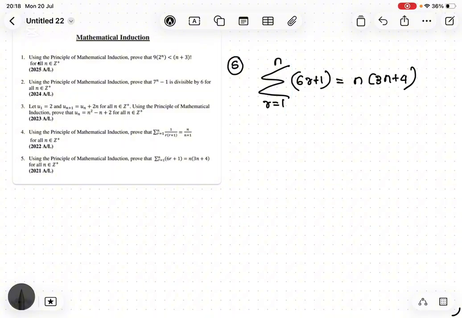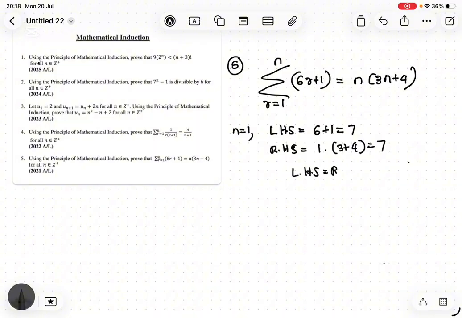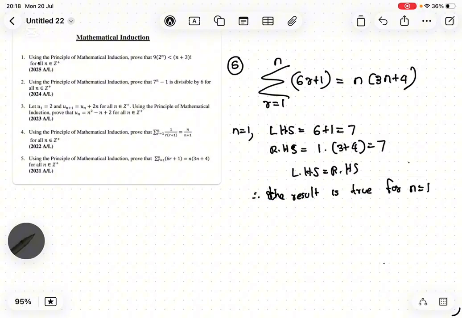Okay. What comes when n equals 1? Yes, left hand side. You have to consider the first term of the series. So there it is 6 times 1 plus 1, which is equal to 7. How about the right hand side of it? When n equals 1, 1 times 3 plus 4, that is also equal to 7. So can you see that left hand side equals right hand side? Therefore, the result is true for n equals 1. Clear?